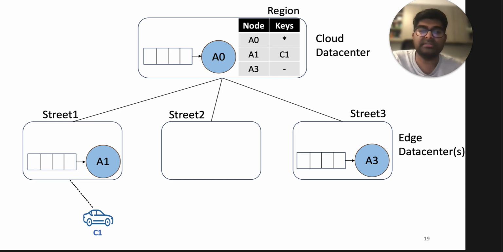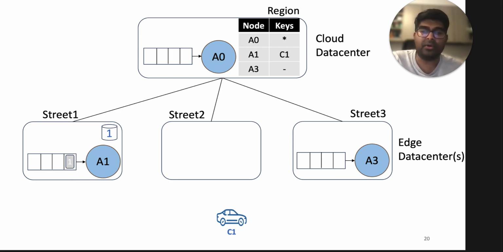At the root, the system maintains a global node key mapping that indicates which key is assigned to which node for processing. Let's assume in this case, the A1 instance located on street 1 is assigned the key of C1. So the tuple 1 generated from car C1 gets processed at A1 and the state is reflected.